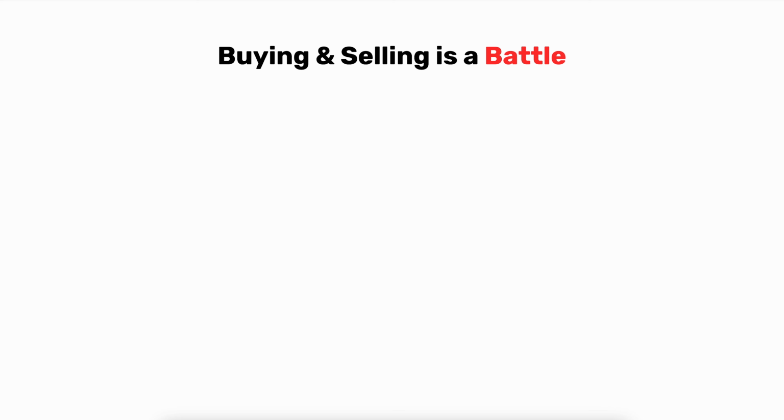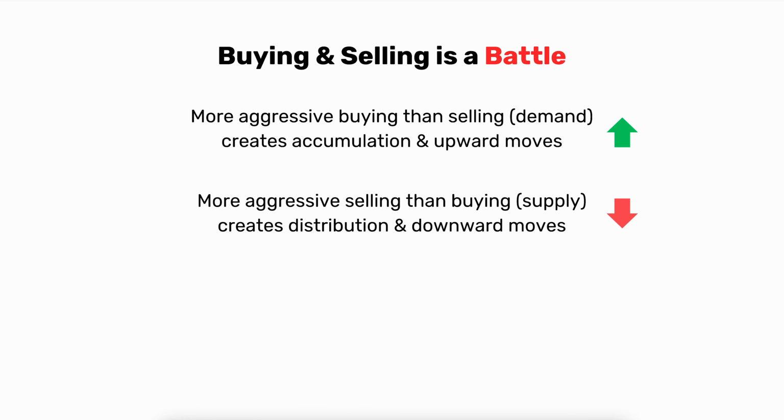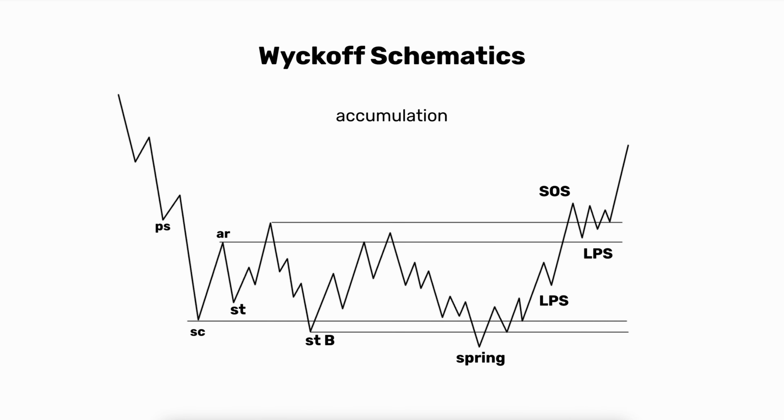So essentially, buying and selling in a market is a battle. More aggressive buying than selling, meaning more demand than supply, creates accumulation and upward moves. More aggressive selling than buying, meaning more supply, less demand, creates distribution and downward moves in a market. And we use the Wyckoff phases of accumulation, distribution, markup, and markdown to execute on the right side of this buying and selling battle. So how exactly do we do it?